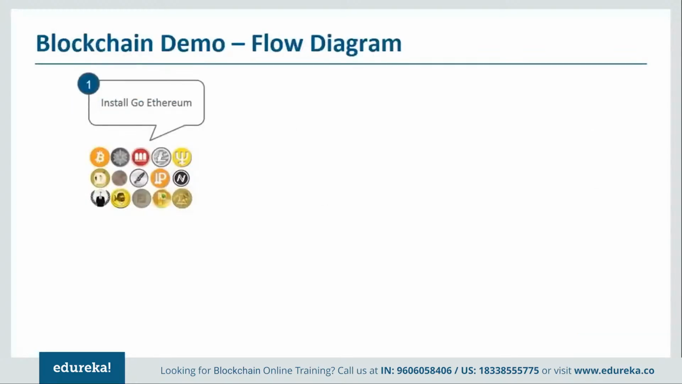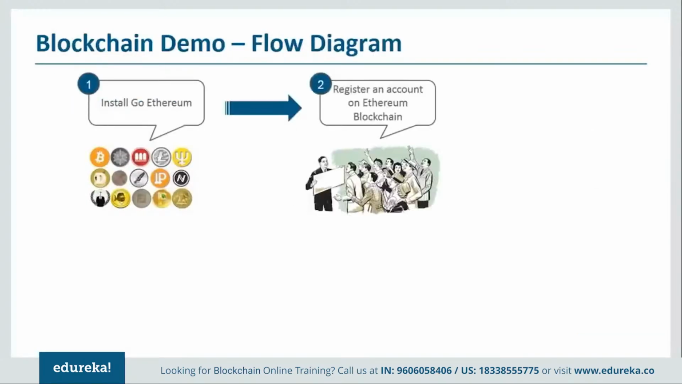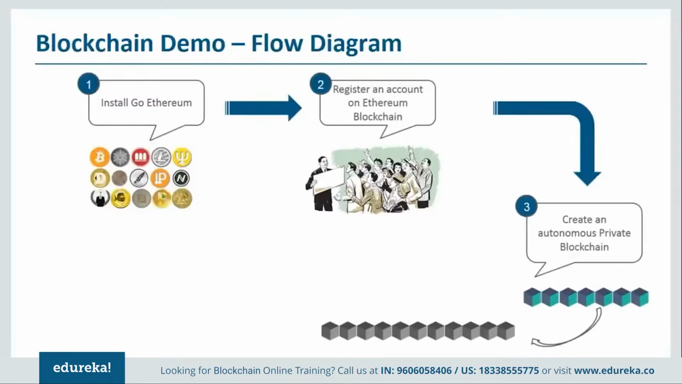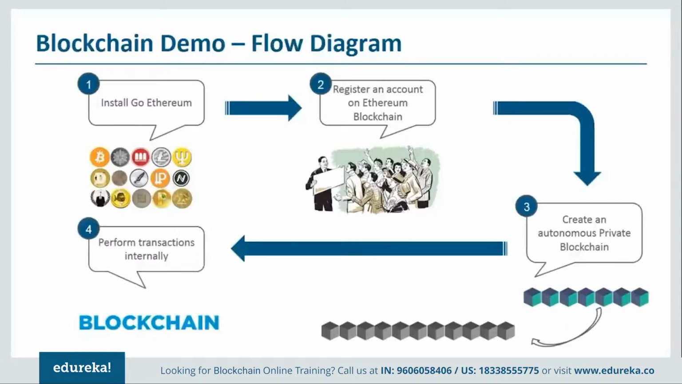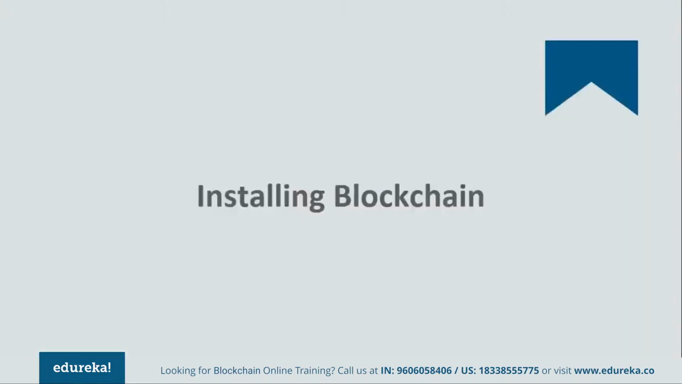Let's first begin by installing Ethereum onto our system. Then let's register an account to the Ethereum blockchain. Then we'll be creating a private autonomous blockchain, and finally we'll try to perform a few transactions internally. As I had mentioned at the start of the session, these are basically dummy transactions that we'll be working on. But again, this should give you a complete idea of how a blockchain system works and how it effectively solves your problem. So first, let's begin by installing Ethereum onto our system.